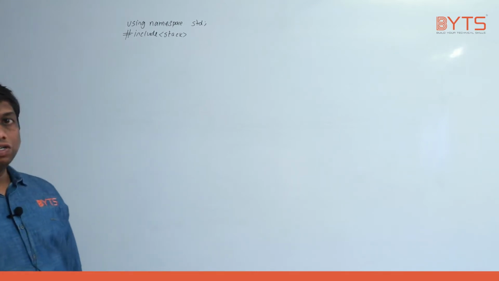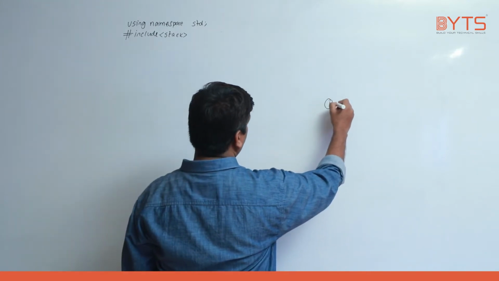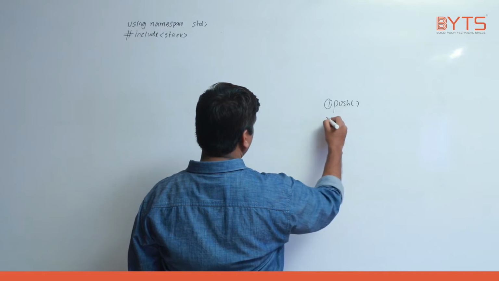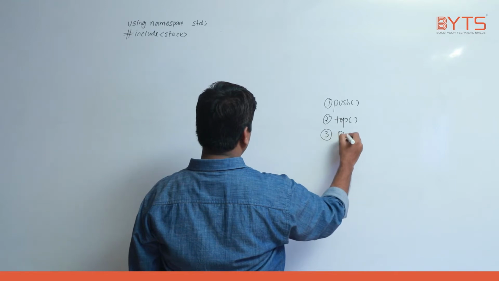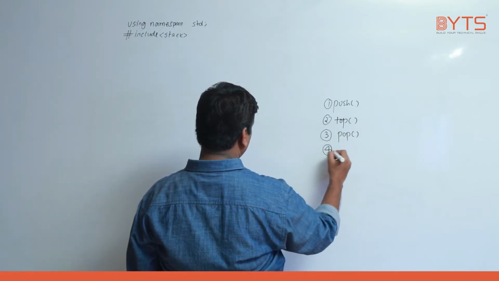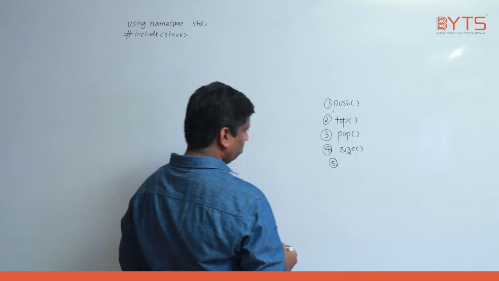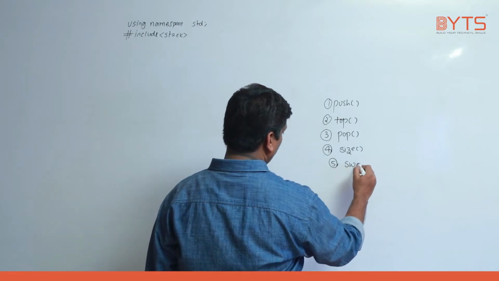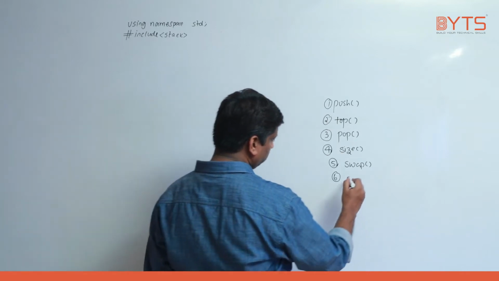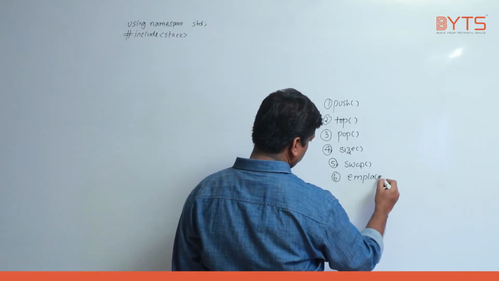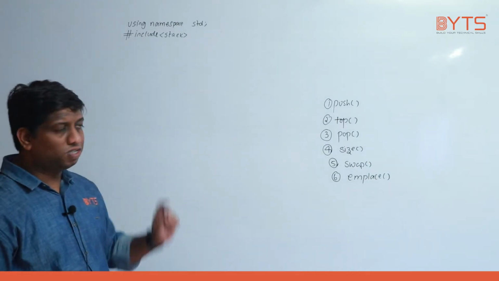Now, what are the functions available in the stack? I am going to tell you. The first function is push, second is top, third is pop, fourth is size, fifth is swap, and sixth is emplace. If you are able to learn these functions, then our job is done. Now I am going to discuss all the functions in detail.